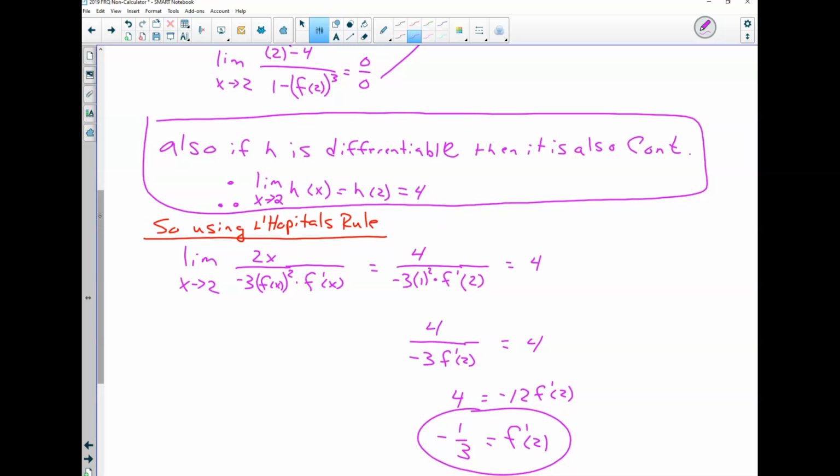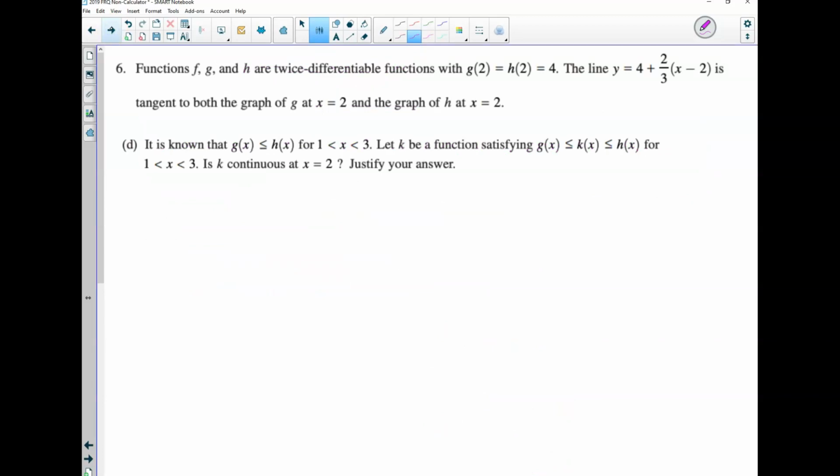The whole notebook. So now the last one, it's known g of x is less than h of x for all x between 1 and 3. Let k be a function that is always between g and h, between 1 and 3. Is k continuous at x equals 2? Justify your answer. Well, they still gave me all this business.